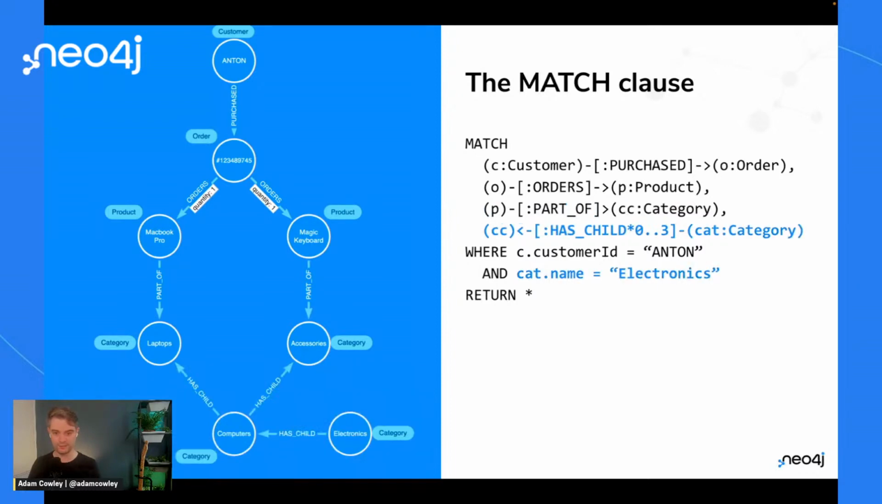And then one really nice thing that we can do with a graph database is specify variable length paths. So we have a hierarchy of categories here. We have the electronics category, which has a child category of computers that has two subsequent child categories of laptops and accessories. And then what we say inside this pattern is from that CC node, that original category node, traverse out from 0 to 3 degrees until we find a category with a name property which is electronics.